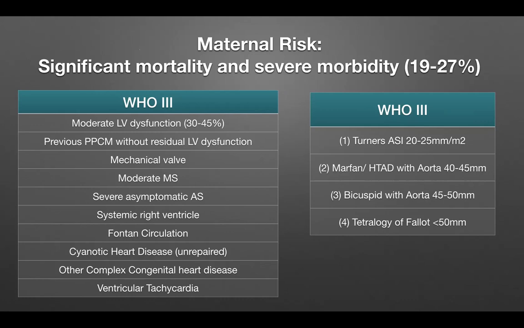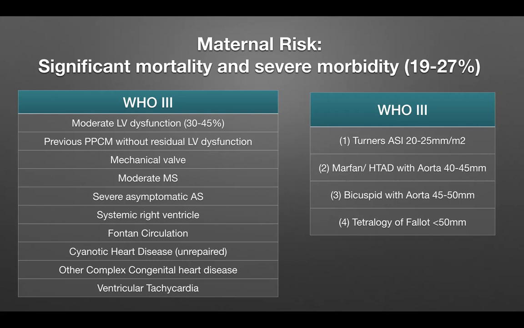WHO3 moves into where we have significant mortality and severe morbidity. And here you see ventricular function between 30 and 45%. Someone who's had previously postpartum cardiomyopathy with normal LV function now. And you go down through the list and you have moderate MS, severe asymptomatic AS, someone with a systemic ventricle, someone with Fontans. Cyanotic heart disease, you got to be very careful. They can be between WHO3 and WHO4, depending on what's going on, and then other complex congenital heart disease.